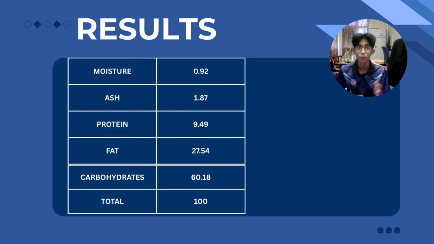So the result that we get after doing the proximate analysis is moisture we got 0.92%, ash 1.87, protein 9.49, fat 27.54, and carbohydrate 60.1. So the total is 100%.